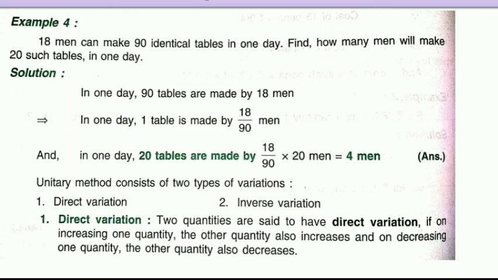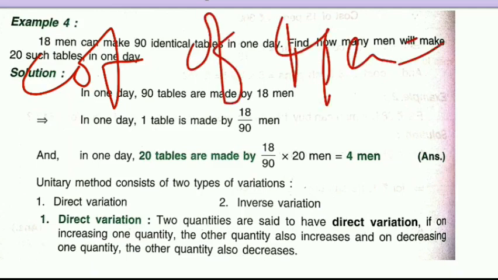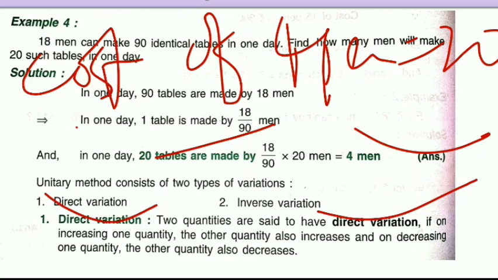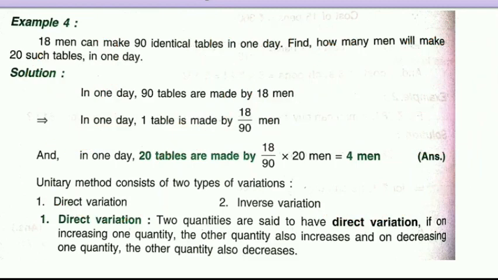Suppose we talk about the number of pens and their cost. Suppose the cost of 4 pens is 20 rupees. If we find the cost of 5 pens, it will increase. For 6 pens, obviously it will increase. If we decrease the number of pens, the cost will decrease. So here they show direct variation, because if we increase the number of pens, the cost increases, and if we decrease the number of pens, the cost decreases.